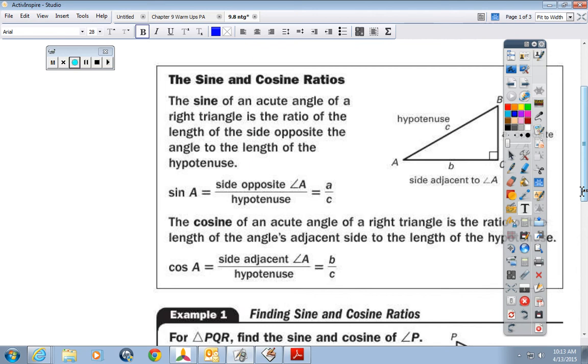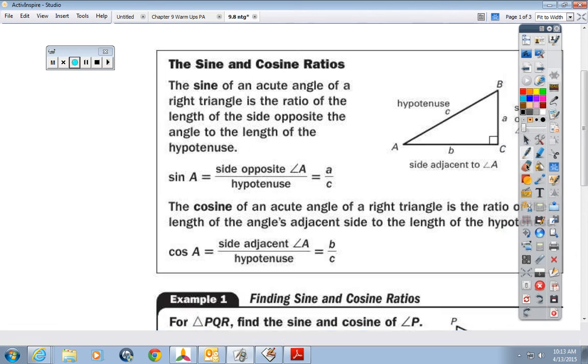So we would opposite. Ooh. Come on in, different color. I didn't want that big. Okay, let's start. The side opposite, there we go, over the hypotenuse.